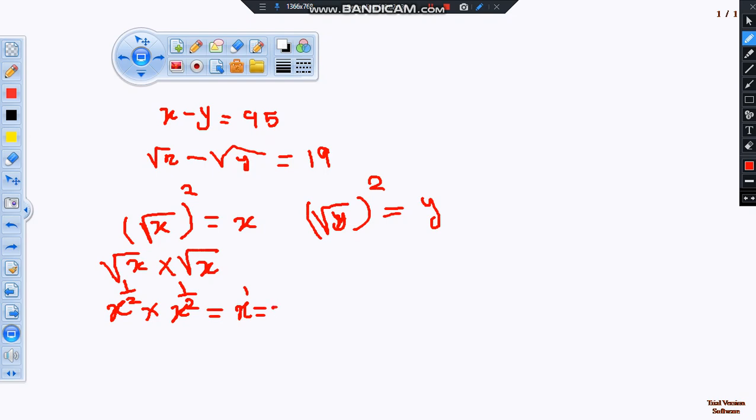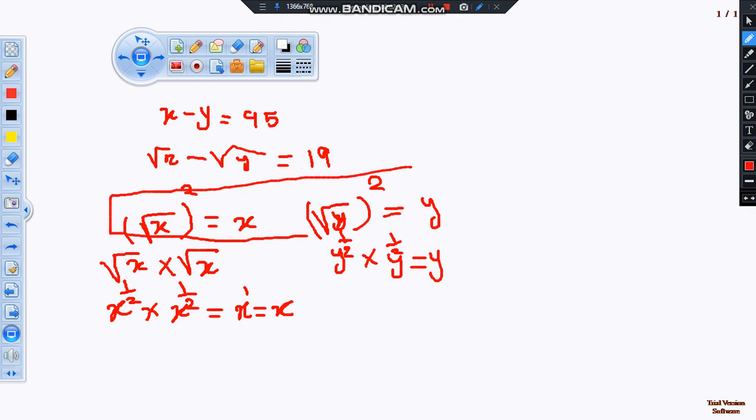Same also for the square root of y to the second power: y to the power 1 out of 2 times y to the power 1 out of 2 will also be y. The important thing is we are going to use this. Then we are going to substitute in the equation. In the first equation, instead of x, put the square root of x to the second power. We can call this one equation 1 and this one equation 2, so that we will not be confused.